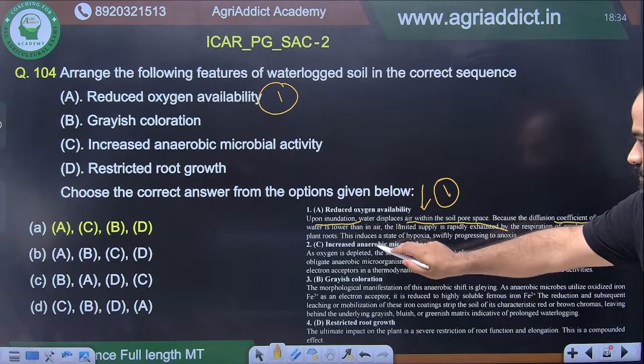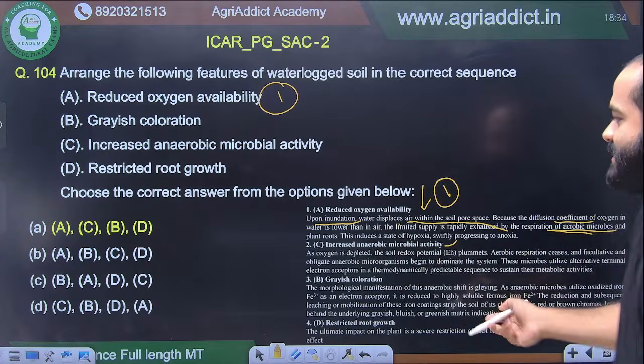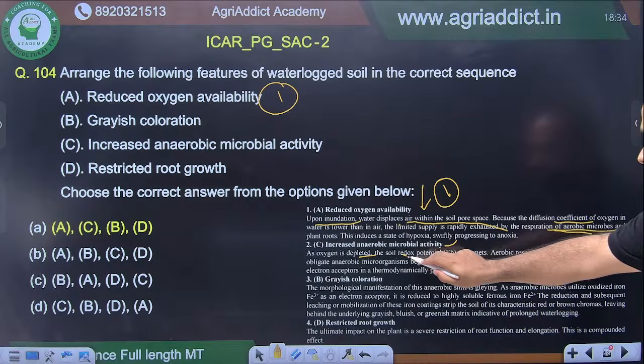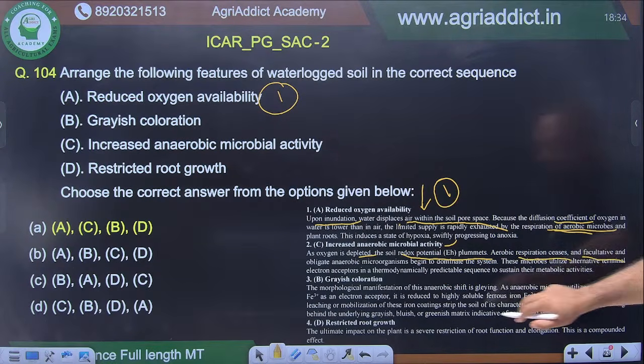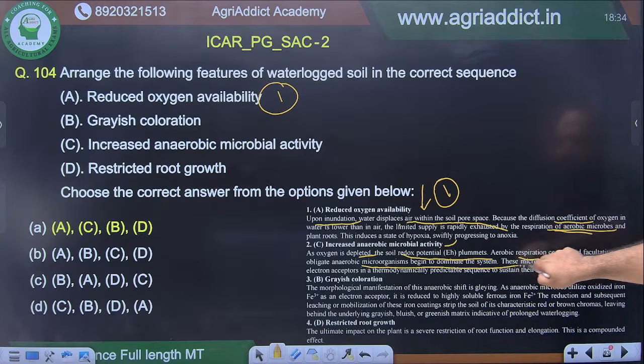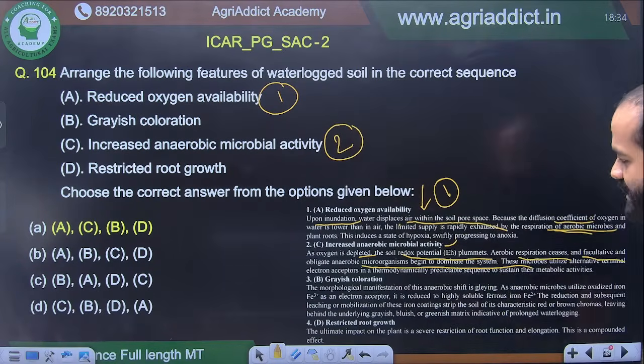After that, it would be increased anaerobic microbial activity. Simple common sense: all the oxygen is gone, so oxygen is depleted, the soil redox potential is going down, aerobic respiration ceases, and facultative and obligate anaerobic microorganisms begin to dominate this system, right? So this will be 2. Then comes grayish coloration.